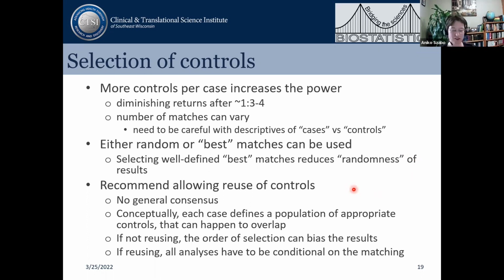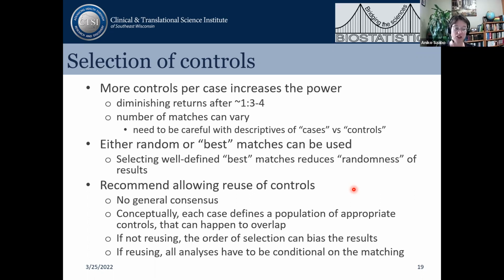The issue of reusing controls, right? Using the same control for multiple cases actually has no general consensus, but I personally recommend and usually do allow reuse of the controls. I do that because I think conceptually each case defines a population of appropriate controls. Who would be the world of appropriate controls? And we want to select from that. It can happen that two cases have overlapping populations, for example, because they have the same characteristics themselves, they match each other, right? Then they would have exactly the same population. So why do we have to say that they cannot have the same controls?